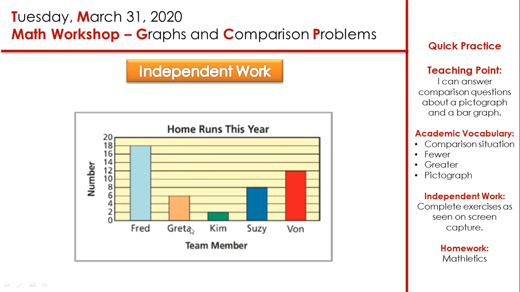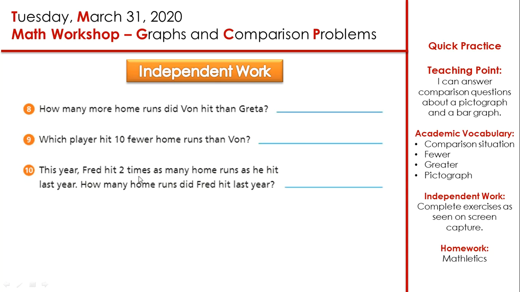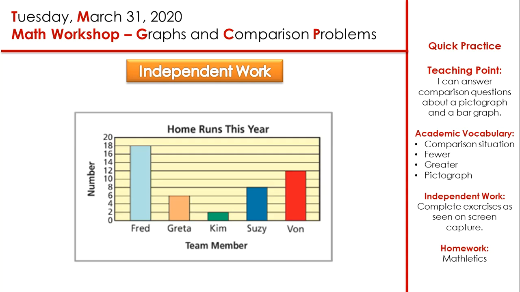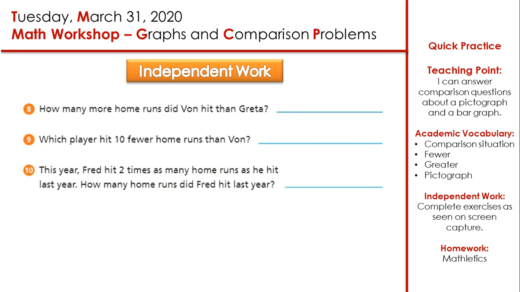Bon and Greta. So if we take a look, Greta is at 6 and Bon is at 12, right? So how many more home runs did Bon hit than Greta? If we do a subtraction right there, 12 minus 6, we're going to easily find out that Bon hit 6 more home runs than Greta. In that way, you're going to complete the next 2 questions.